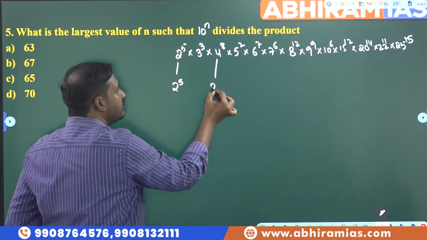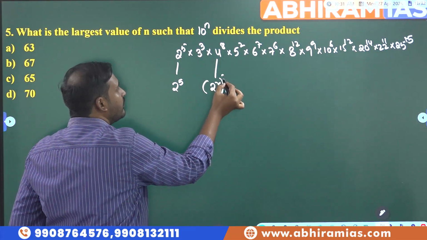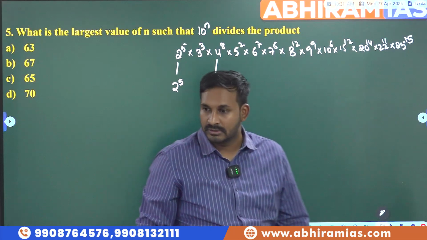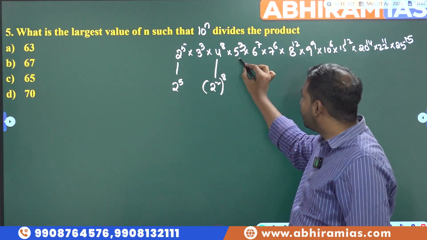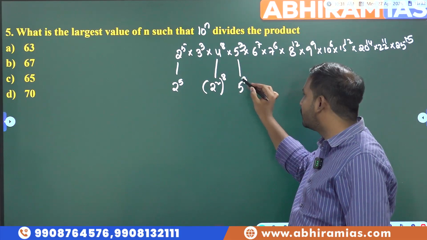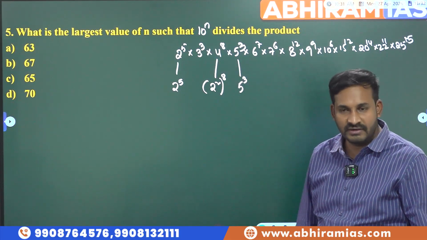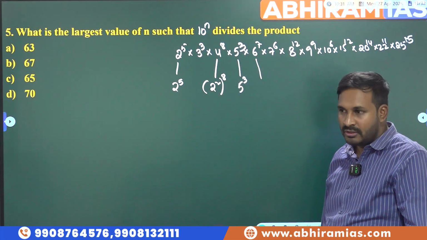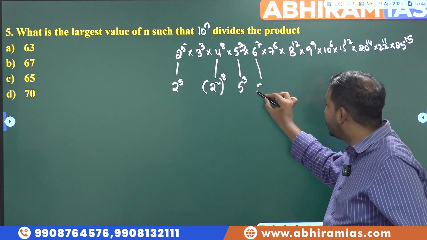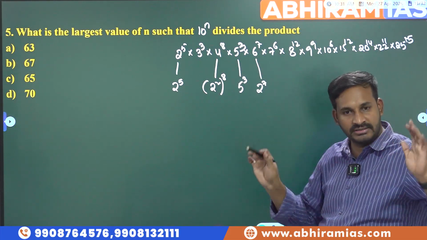In 4, I will have 2 square, whole to the power of 8. 5 cube: here I have 5 cube, so I concentrate on the 5s also, since that is required for me. In 6 I will have 2 into 3, so I will take only 2 power 7. I will not bother about that 3.